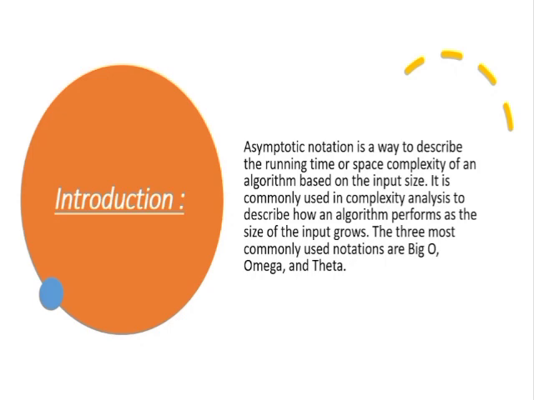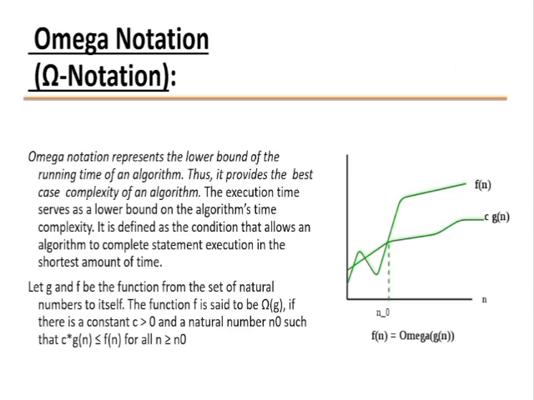The three most commonly used notations are big O, omega, and theta. The first one, omega notation. Omega notation represents the lower bound of the running time of an algorithm. Thus, it provides the best case complexity of an algorithm. The execution time serves as a lower bound on the algorithm's time complexity. It is defined as the condition that allows an algorithm to complete statement execution in the shortest amount of time.